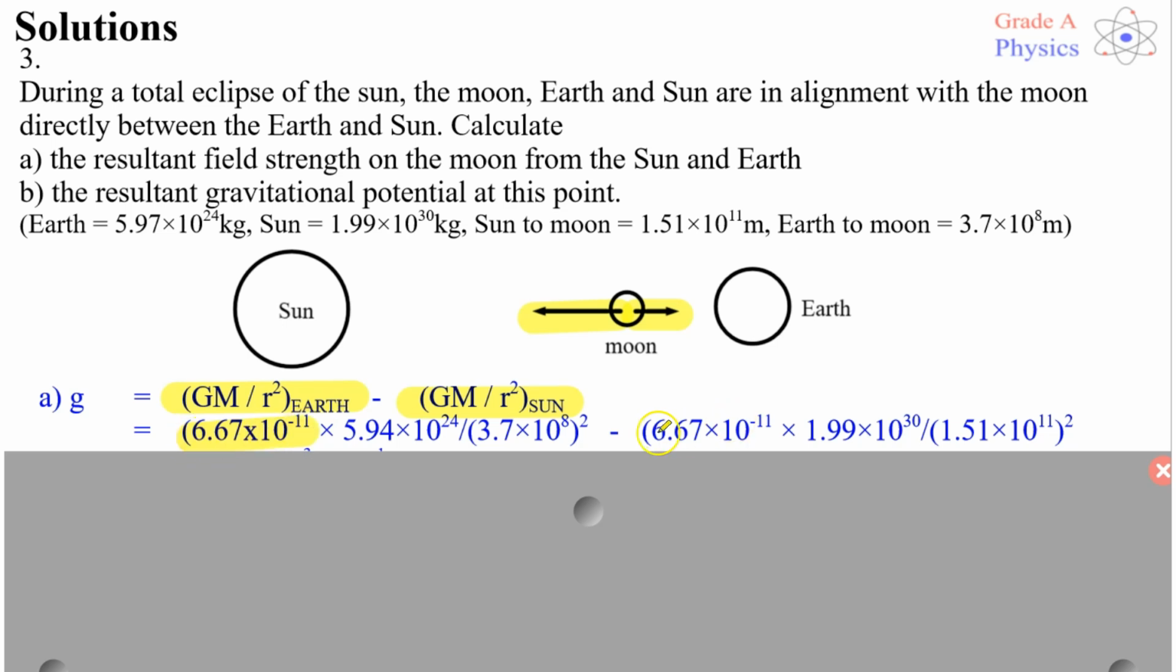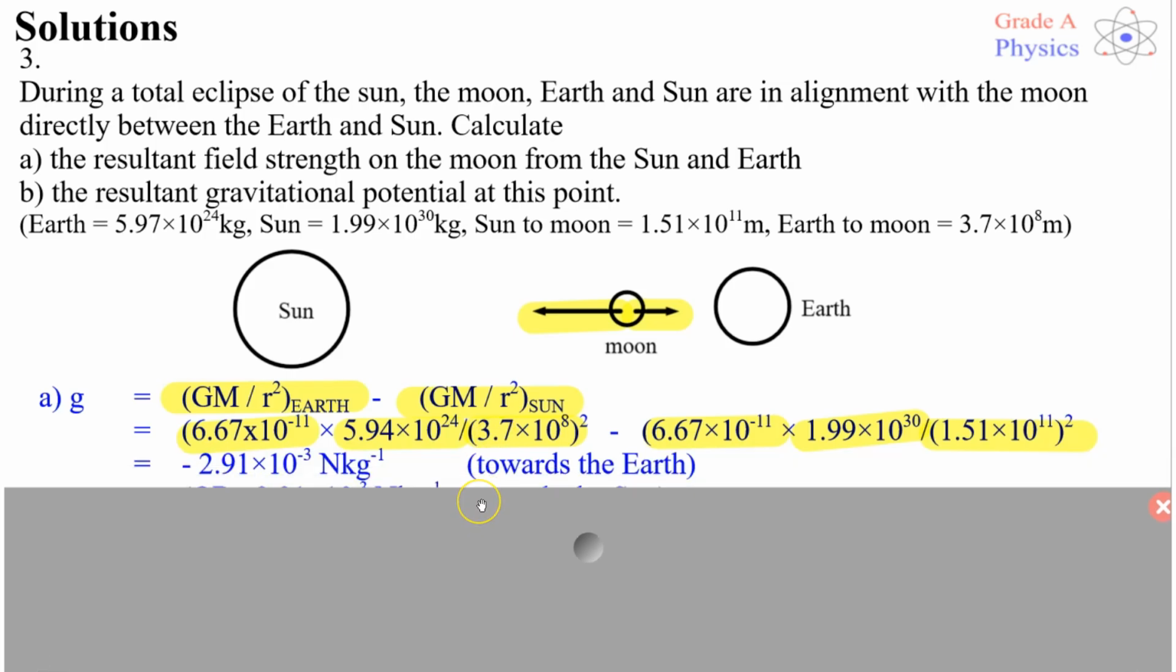We know G in both cases. We're given that in the formula booklet. We're given the mass of the Earth. We're given the mass of the sun, which is much bigger. And we're given the distances. Don't forget that that's squared. I think we're told these in meters, so that's fine. We don't need to convert from kilometers to meters, but we do need to square it. So this is an example of identifying the right formula, substituting correctly, and then good calculator technique.